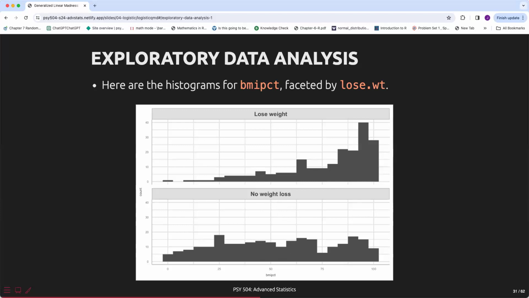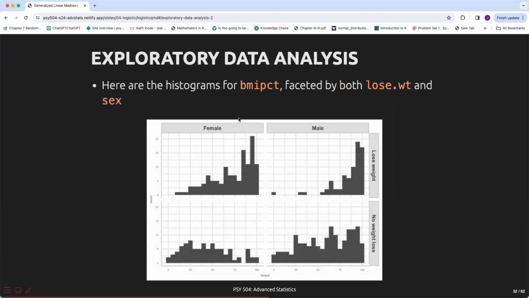Shouldn't it be like the opposite? No, I mean, you're saying higher frequencies on the lower end of the spectrum, right? I think that is plausible, but the data is what the data is. So we can also look at this relationship, faceted or grouped by whether individuals want to lose weight or not, and also by sex. So what can we interpret from this particular visualization?